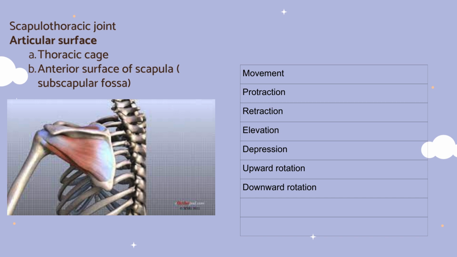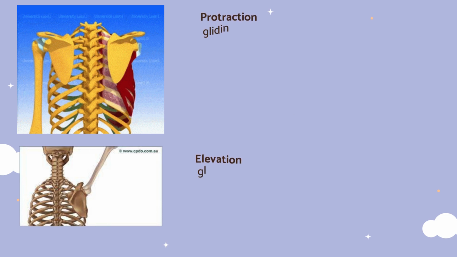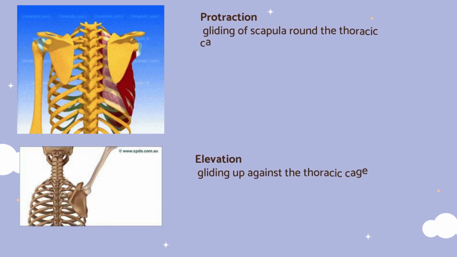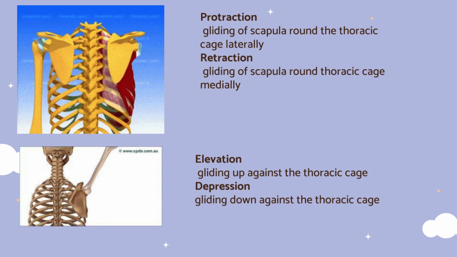The scapulothoracic joint plays several important roles in shoulder function, including stability and mobility to the joint. Movements of the scapulothoracic joint include protraction, forward movement of the scapula away from the midline of the body. Retraction, pulling the scapula back toward the midline of the body. Elevation, upward movement of the scapula. Depression, downward movement of the scapula. Upward rotation, rotation of the scapula upward, allowing the glenoid cavity to tilt upward.